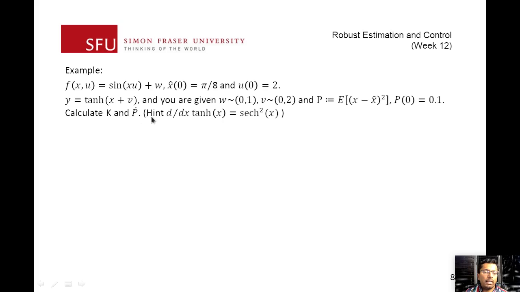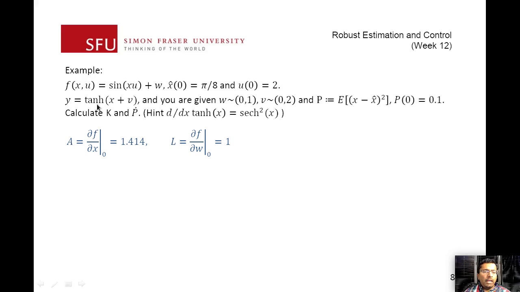Then we are required to calculate K and P dot. The hint we're going to use is the derivative of tanh with respect to x is sech squared x. So now would be a good time for you to pause the video and redo the calculation, and then you can come back and verify your answers. We can steal some of the values from the previous problem. So for A, which is partial f partial x, we can basically get that from the previous value, so that it came to 1.414, and then partial f partial w, because w is just here, becomes 1.